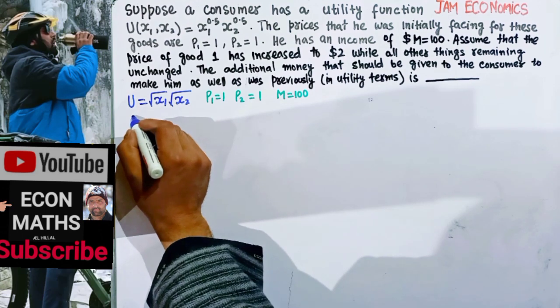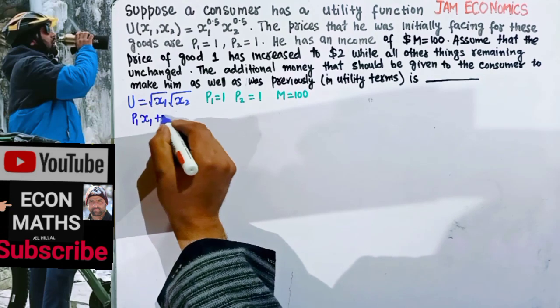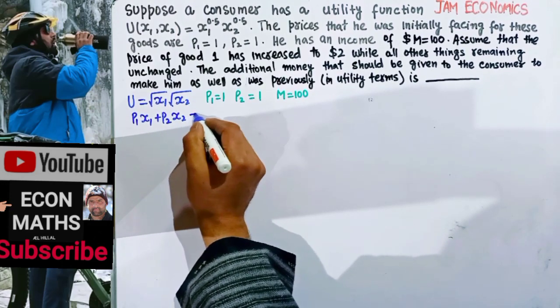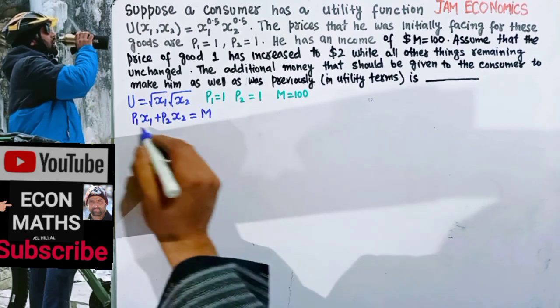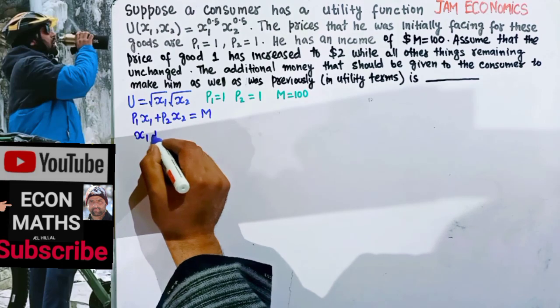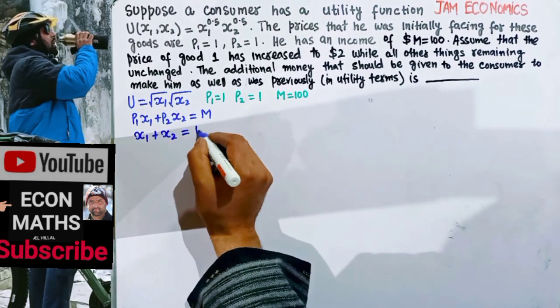So budget constraint is simply P1 times units of good 1 plus P2, that means price of good 2 times units of good 2 should be equal to income. So P1 and P2 are 1. I can write it in this fashion, x1 plus x2 should be equal to initial income, $100.